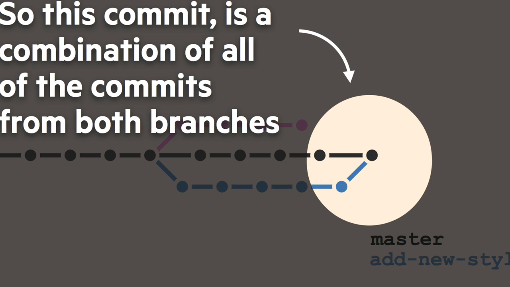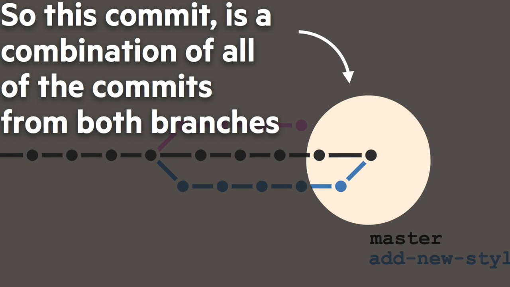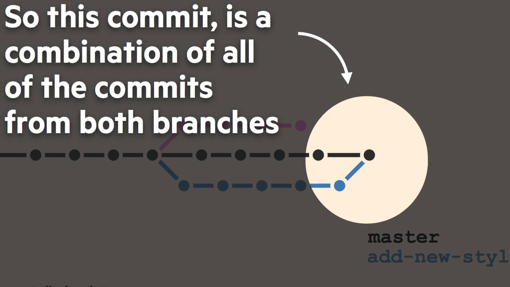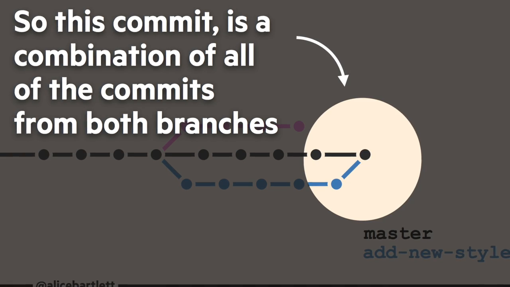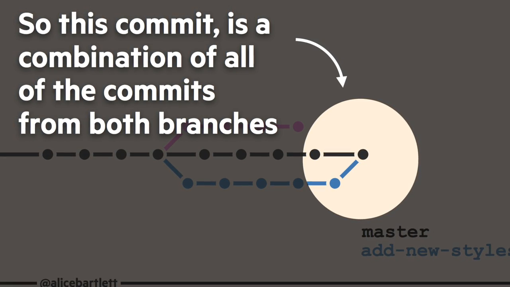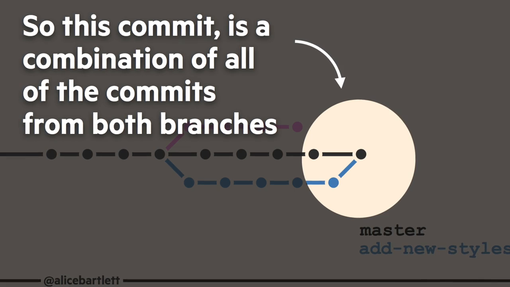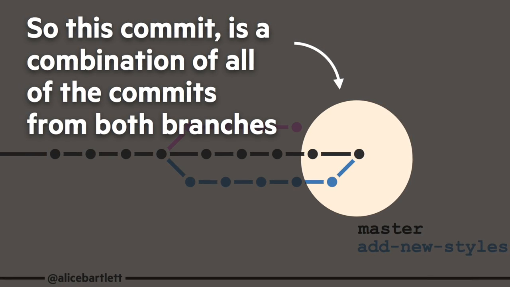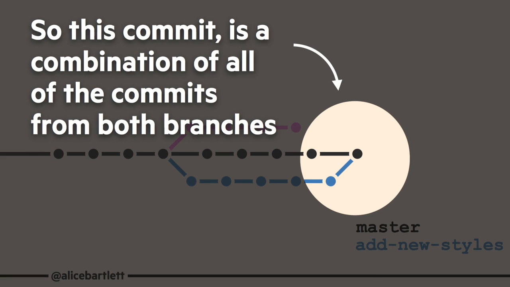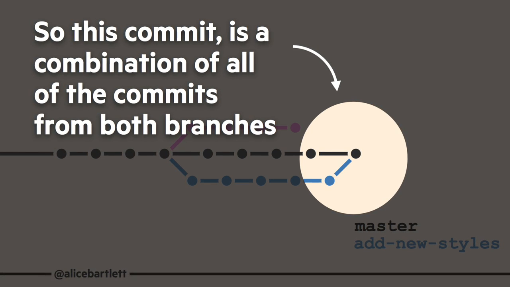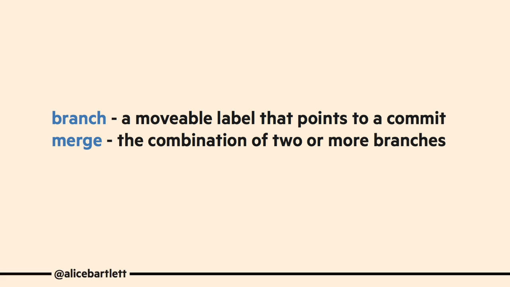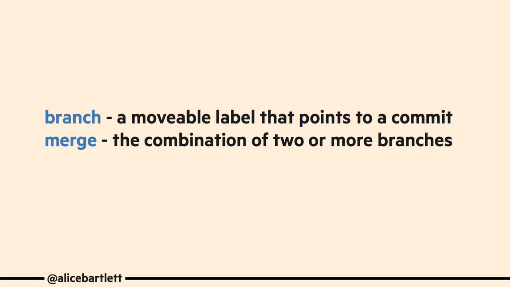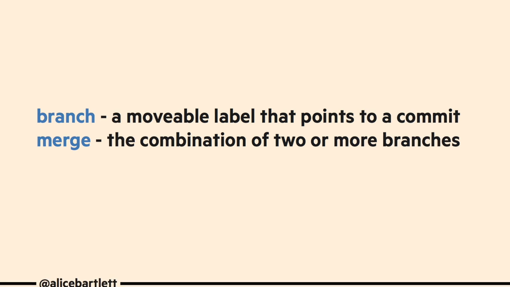At this point in time, all my files and folders in my repo that I am interested in look like all of the commits that happened in the previous thing and also in the branch. It's a combination of those two sets of commits, basically. And then that pink branch is still just hanging out up there, and we haven't merged that because that's an experiment, and it's got some very bad code in it, probably. So that's the next thing. Branches is just a movable label that points to a commit, and a merge is a combination of two or more branches.